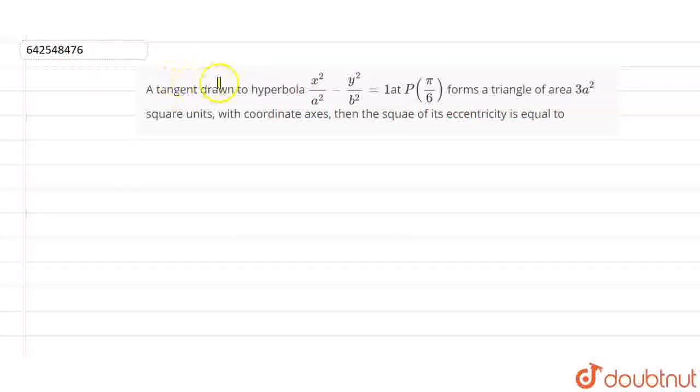Okay, so the given question here is: a tangent drawn to the hyperbola x square by a square minus y square by b square equals 1, at P pi by 6, forms a triangle of area 3a square units with the coordinate axes. Then the square of its eccentricity is equal to, okay, eccentricity square we have to find out. So according to the given question, here is my solution.